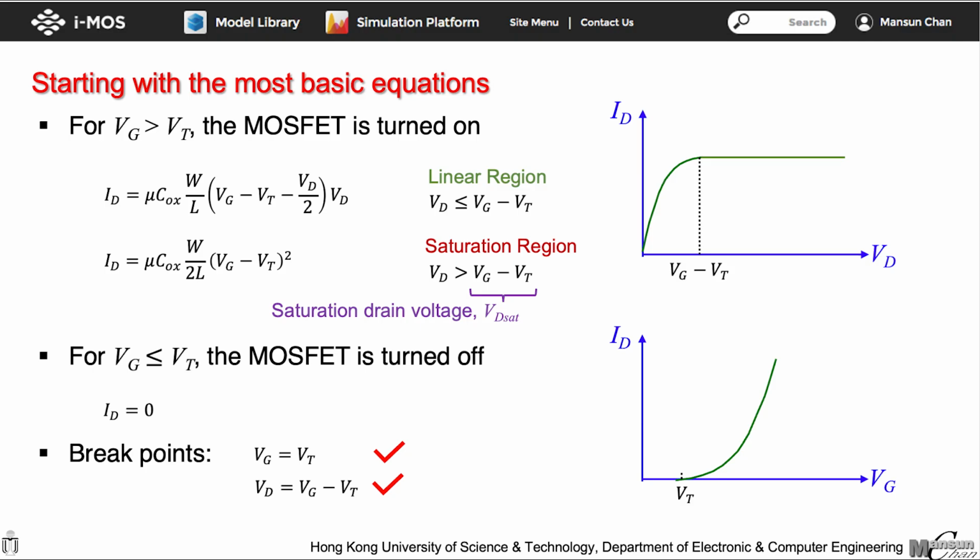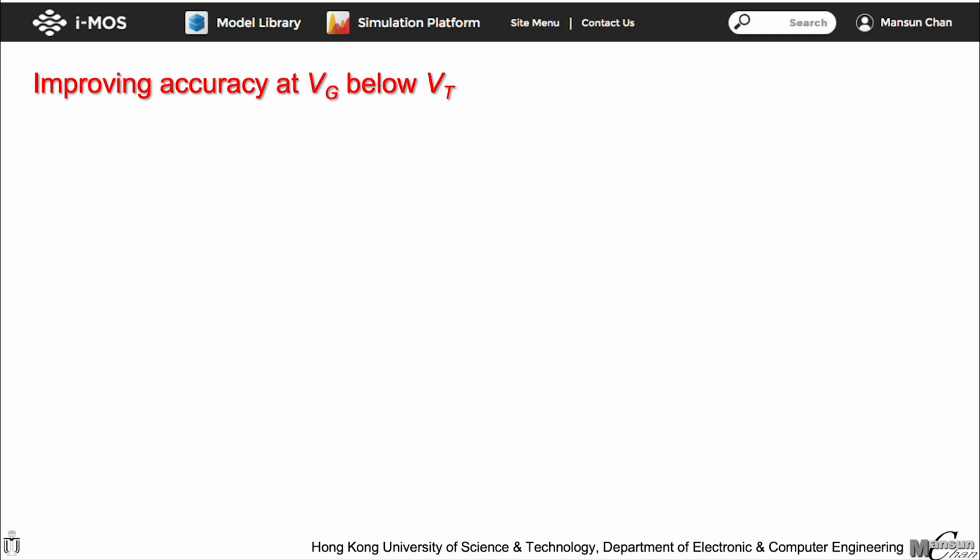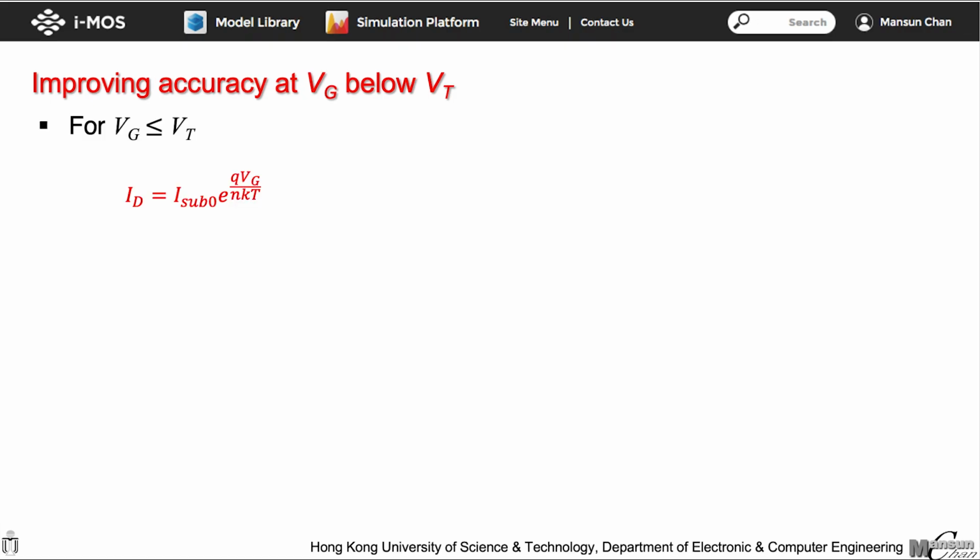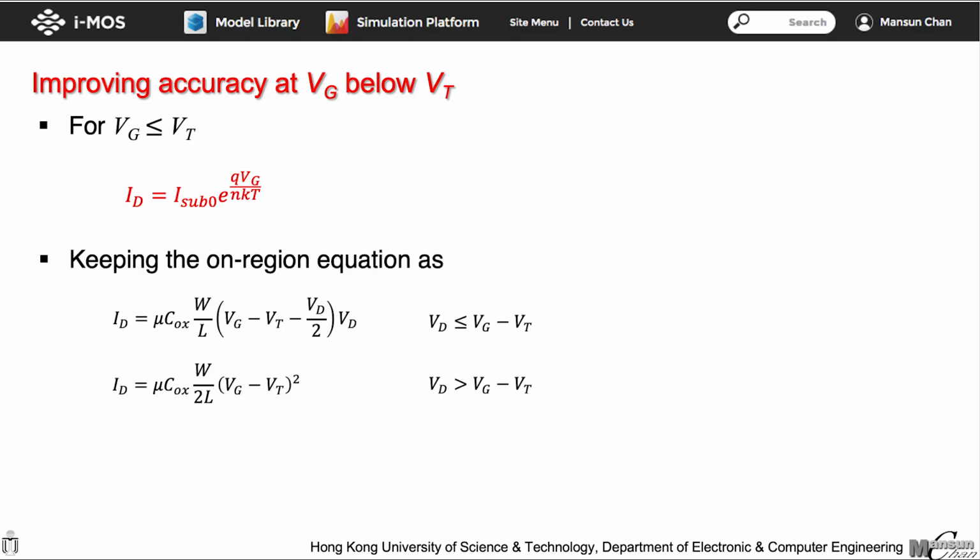However, we know that the classical MOSFET equations are not accurate enough. In particular, the current of a real MOSFET below the threshold voltage is non-zero. To address this, we can modify the drain current equation for Vg less than Vt by incorporating an exponential function with Vg, which is derived from physical principles. At the same time, we keep the same equations when the MOSFET is turned on.